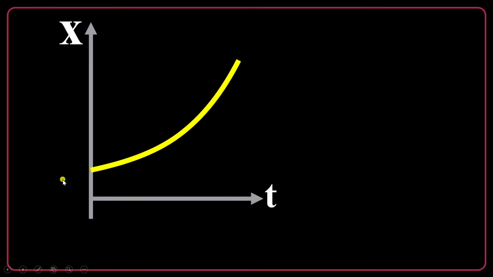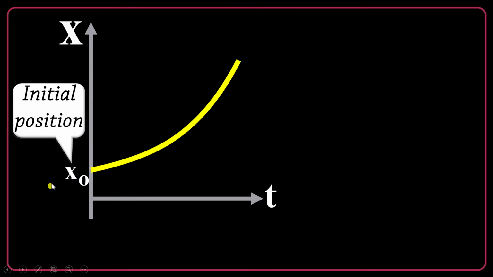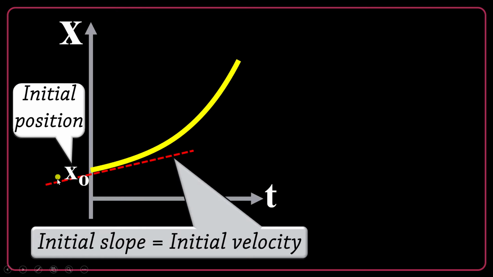Xt graph is always a parabola. It starts from initial position, it could be positive, negative, or even zero. And the initial velocity is initial slope of that.